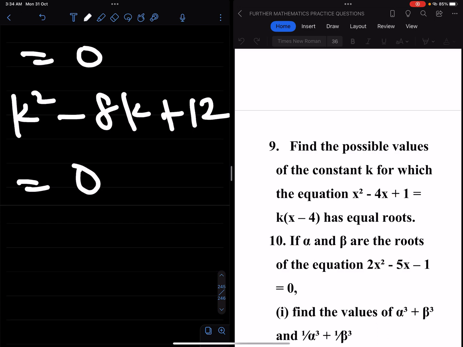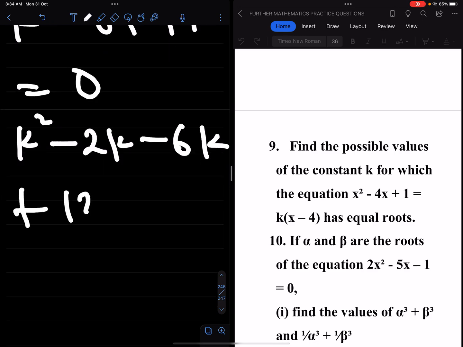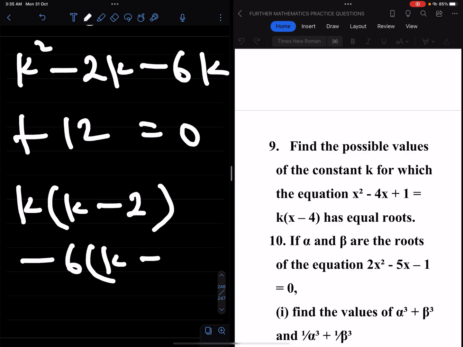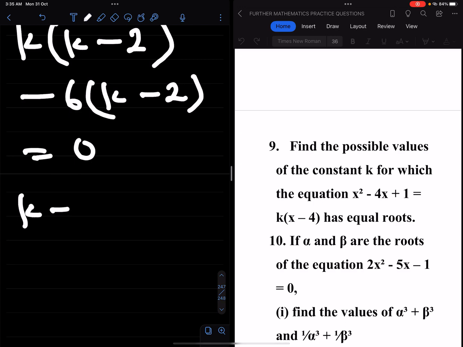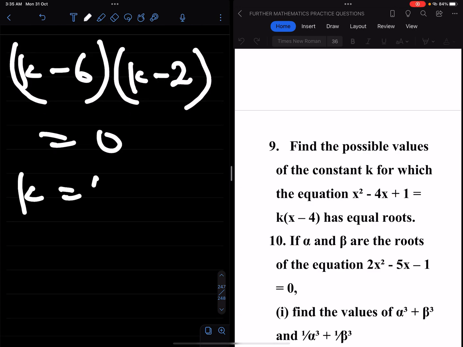Equals 0. Now, can we solve this by factorization? I think we can. That's going to be k squared minus 2k minus 6k plus 12 equals 0, which is the same as k into bracket k minus 2 minus 6 into bracket k minus 2 equals 0, which simply means k minus 6 times k minus 2 equals 0, and that simply means k equals 6 or k equals 2.